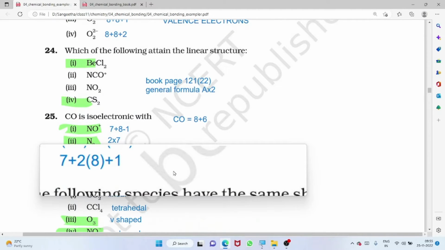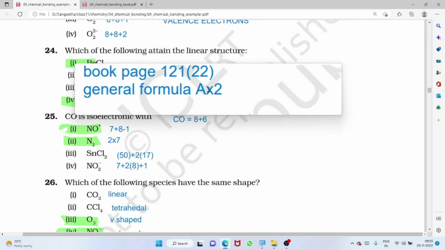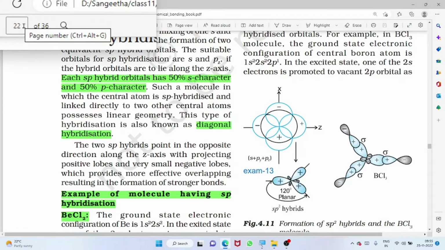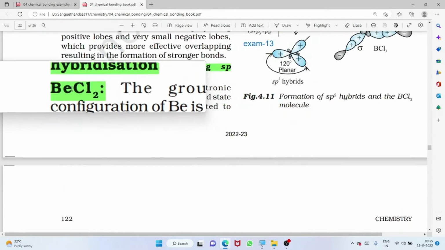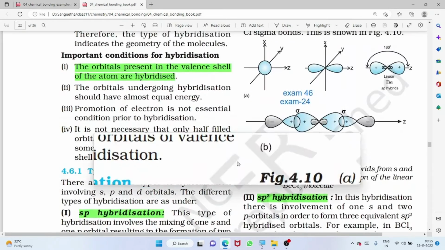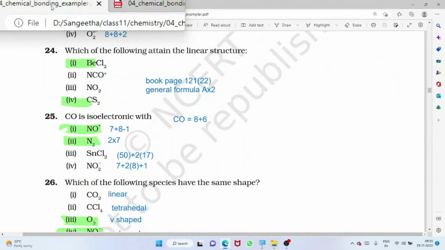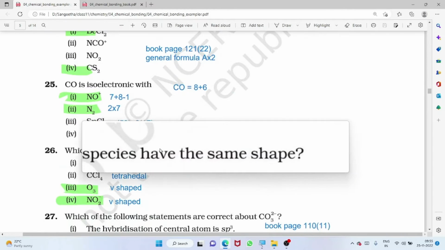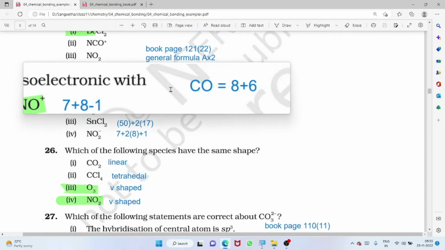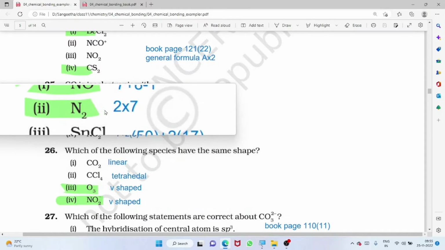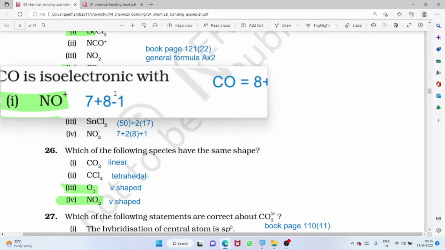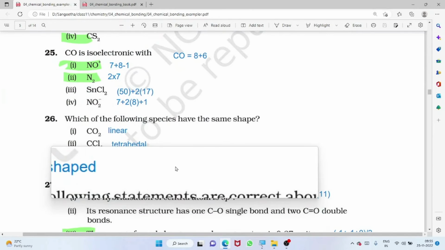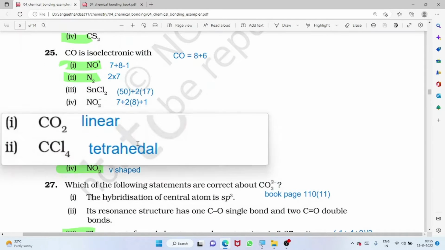Which of the following attain the linear structure? In book 22. See here, this BCl2, this is having the linear structure. So from the book only they took most of the questions. CO is isoelectronic with which? So again, this electronic configuration you have to put here. You have to remove one electron because of the positive sign. So these two are the correct answer.